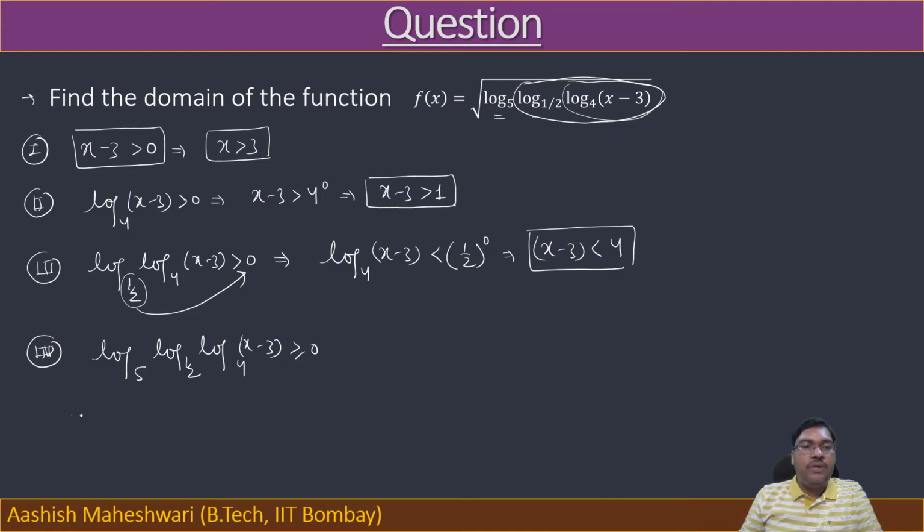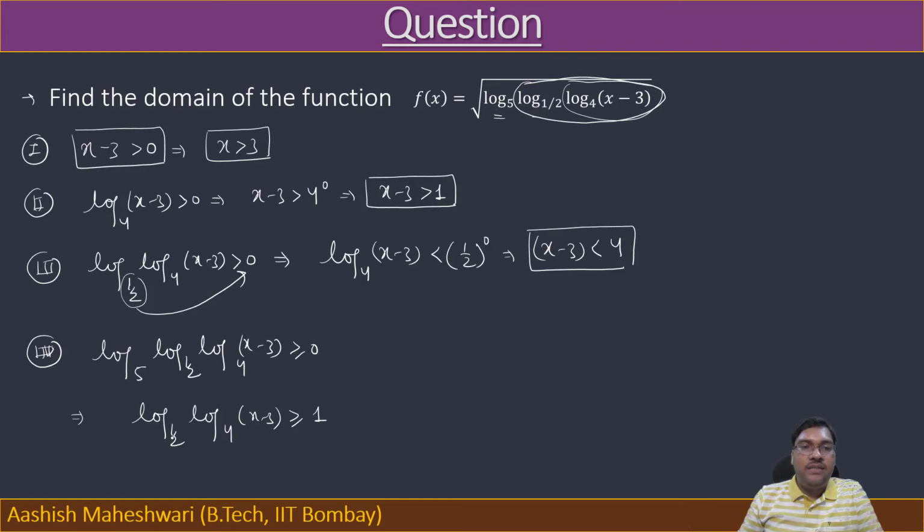So now step by step we will remove all the logs. If I remove this log, this 5 raised to 0 will come. 5 raised to 0 is positive, the base is greater than 1, which means the sign of inequality will remain the same. So this is log base half of 4x minus 3 greater than or equal to 1.